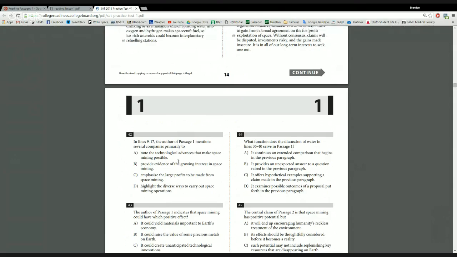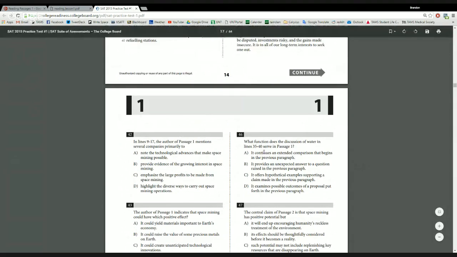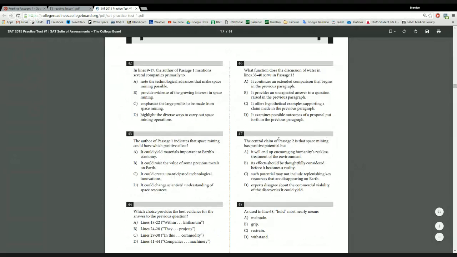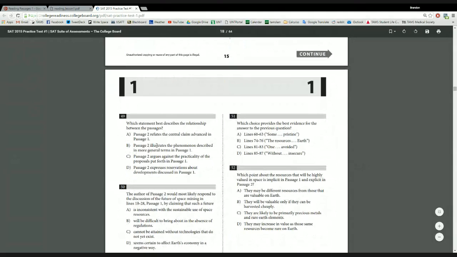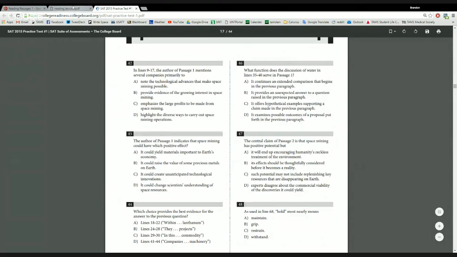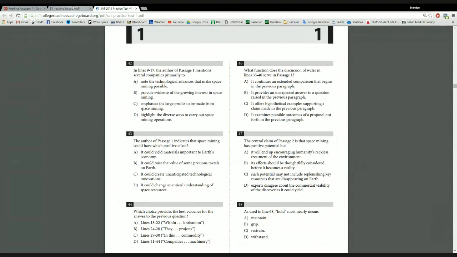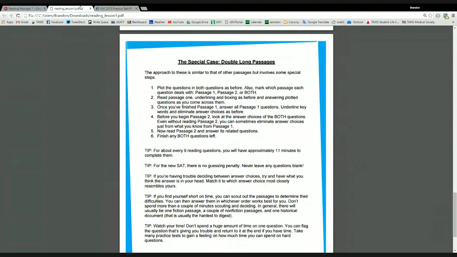A common pattern is that all the 1s are together, all the 2s are together, and the boths come in at the end. Lines 35 to 40 in passage 1, again, you mark a 1. This one now talks about passage 2, so you mark a 2. This one would be 2, line 68 in passage 2. And then you would meet the both questions, which are, in this case, all 4 of these, so you'd mark a B, B, B, and B. You do this because it helps you answer all the questions in order, and it helps you not get confused with each passage's main ideas.